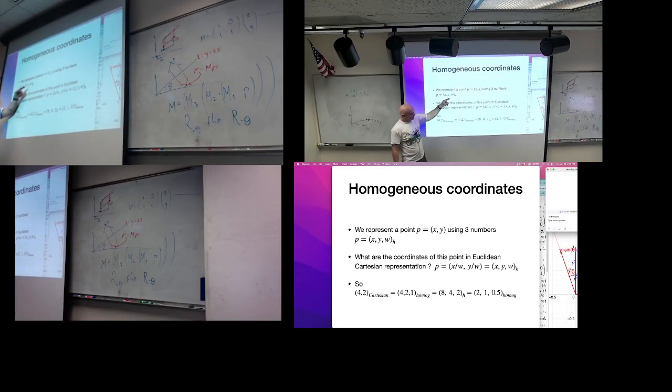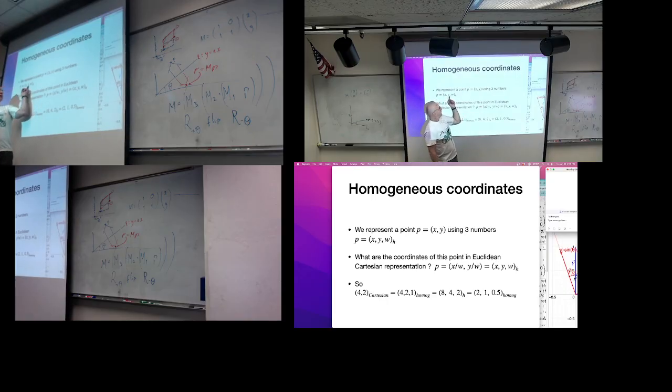What would be the y value of the new point? Take the second number that you see over here. I called it y, but it's the second number, and divide by the last one. So to ask where is P, P is in the location x divided by w and y divided by w.